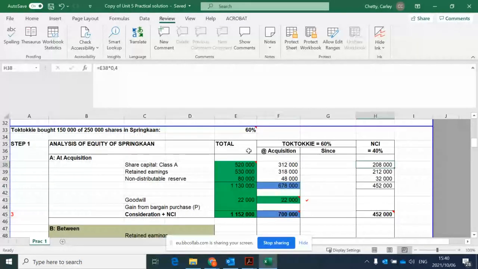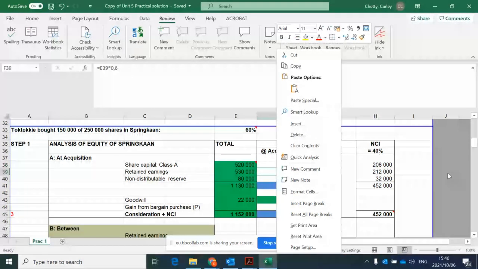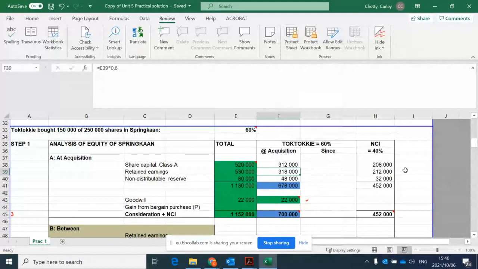So you can calculate NCI here by taking share capital, multiplying it by 40%, and that will give us NCI's share of share capital being 208,000. And it's the same with retained earnings. There'll be retained earnings of 530,000 of SpringCon, and Tok will own 60%, which is 318,000, and then NCI will own 212,000. And it's the same with the non-distributable reserves.